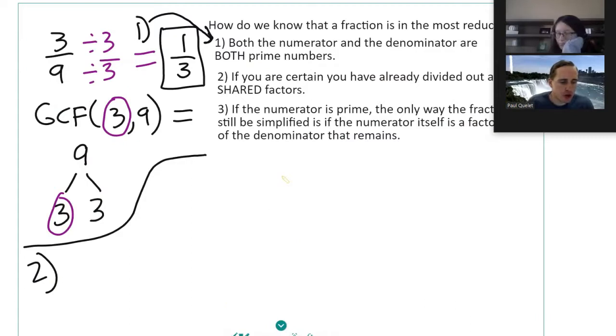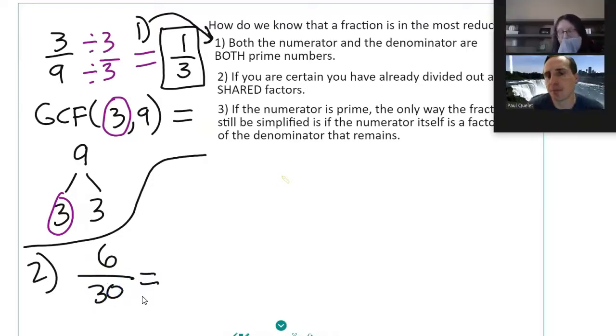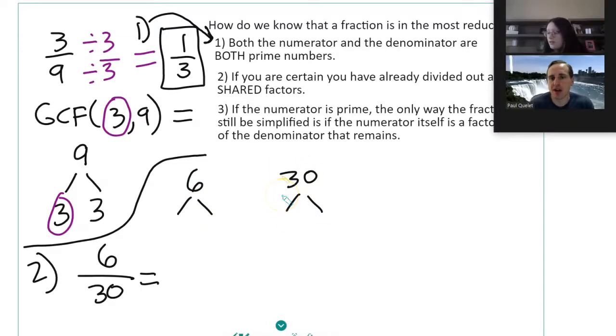Situation 2, why don't we try 6 over 30, okay? Now, they're both composite numbers, and they both have multiple factors that they share. So guess what we need to do? We need to do a tree for 6, and we need to do a tree for 30. And remember, these are called prime factorization trees, right? As far as I know, this is the best way to break down and understand any number.